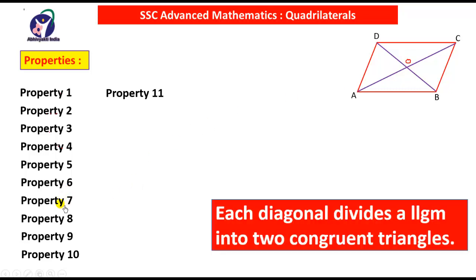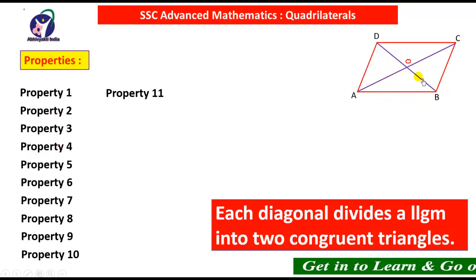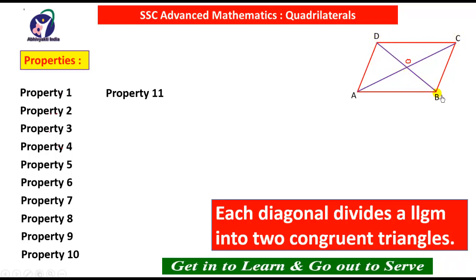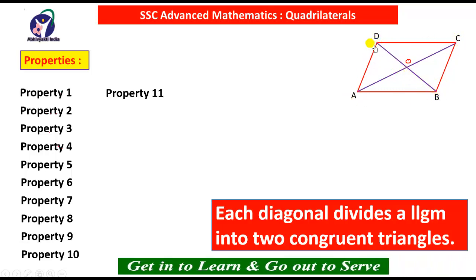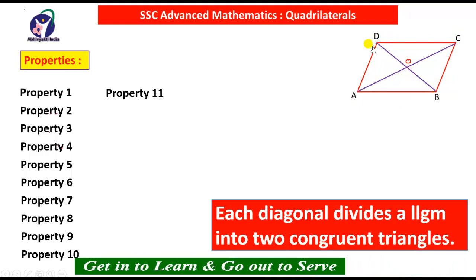Now the seventh property is each diagonal divides a parallelogram into two congruent triangles. Diagonal AC divides the parallelogram into two triangles, triangle ADC and triangle ABC, and these two triangles will always be congruent. Similarly, diagonal BD divides it into two triangles BCD and BAC, and these two triangles will be congruent.